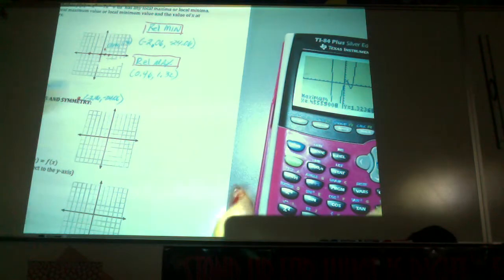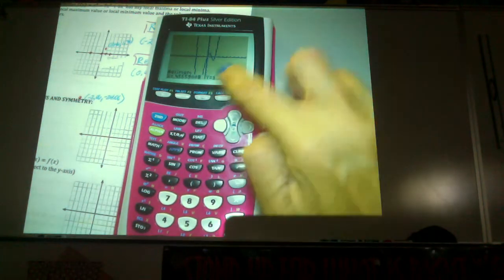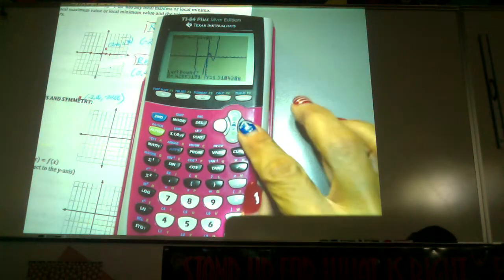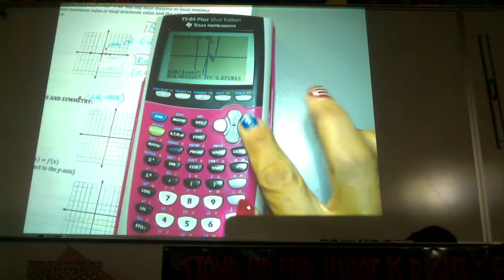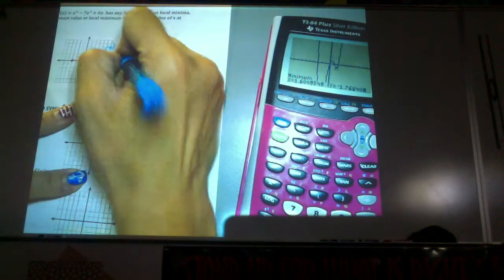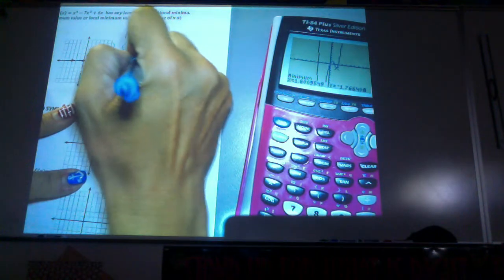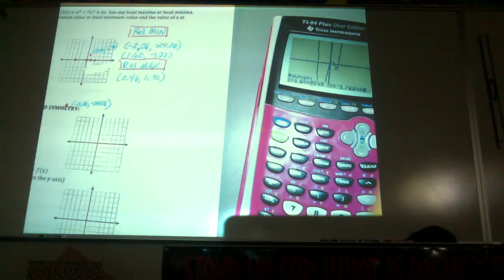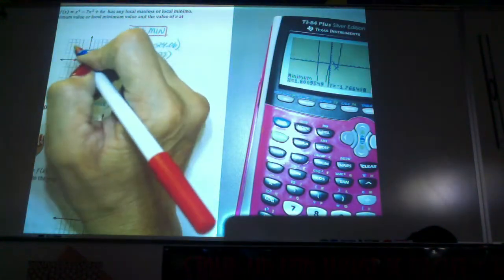Okay. So then the last one is a what? That one's a what? Minimum. So second calc, minimum. Scroll right, enter. More right, enter, enter again. So we have 1.60, you'd have to include the 0, and negative 1.77. So it is a minimum. So 1.60 and negative 1.77. So to the right 1.5 and down a little over 1.5.